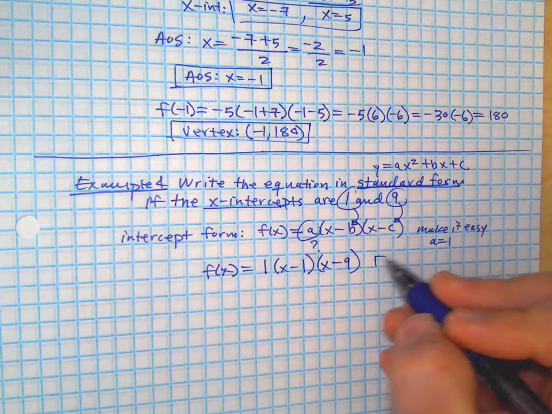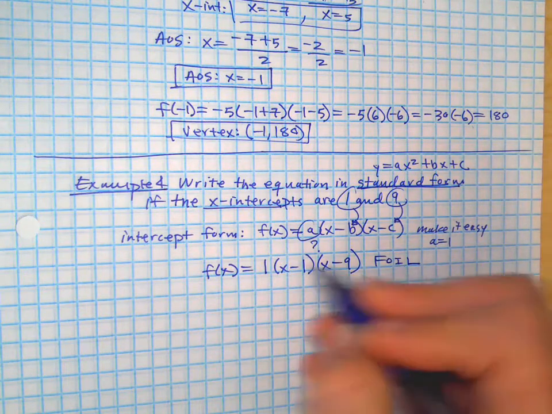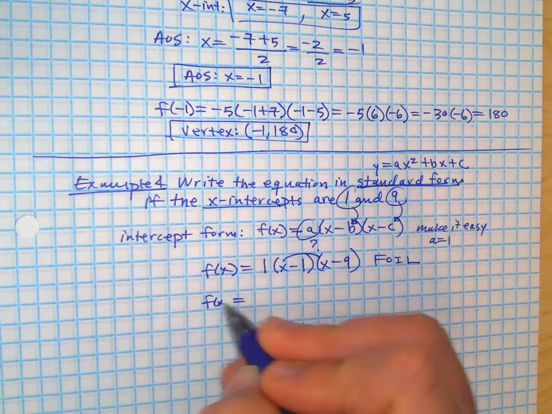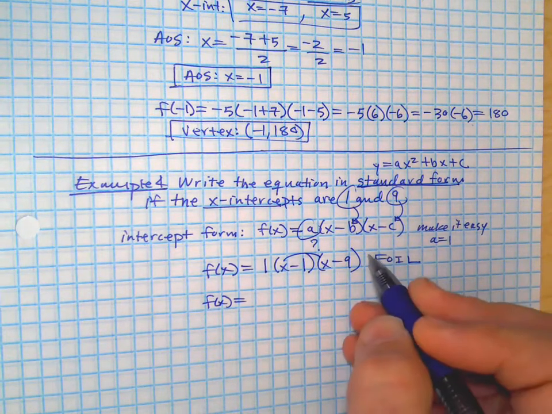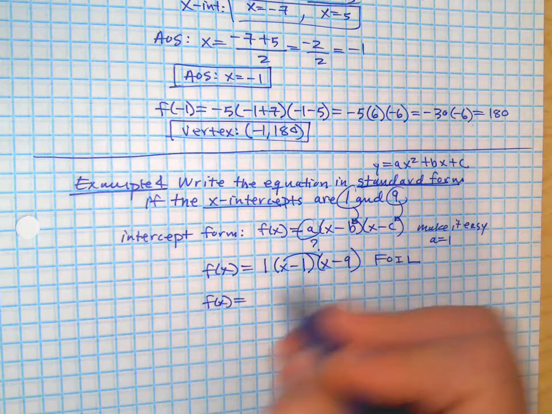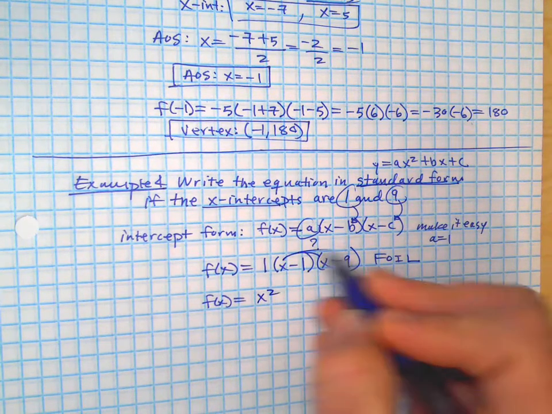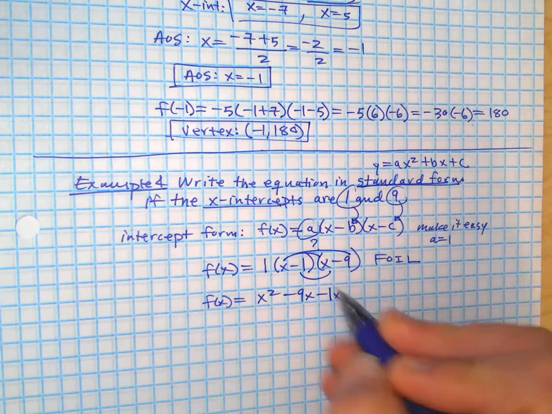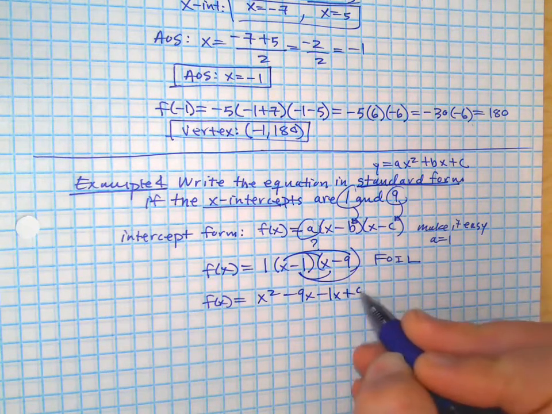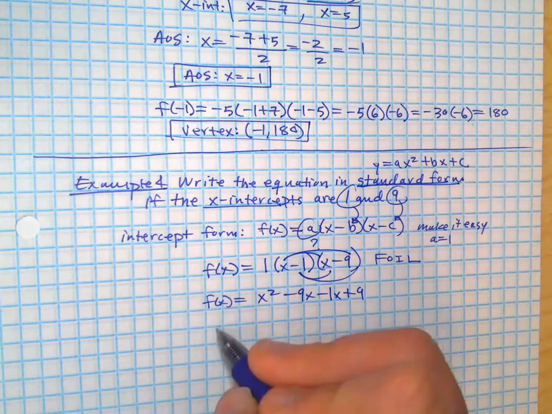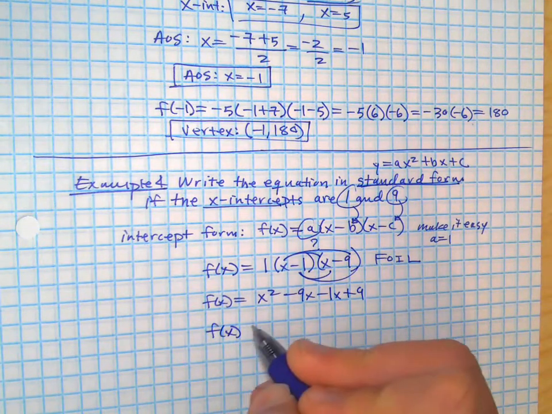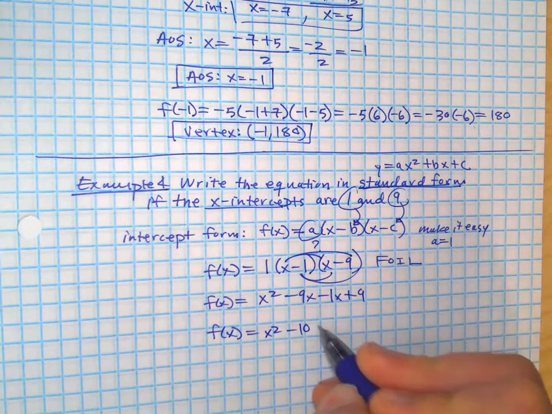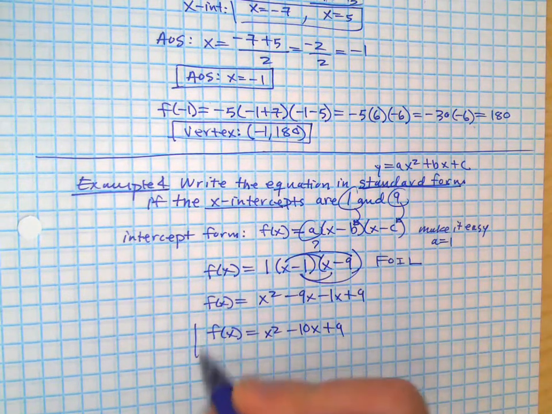So we need to FOIL it. All right, first, the 1 can go away. If there wasn't a 1, then we would have to do all this and then distribute the 1. First, x times x is x². Outer, inner, last. Right? And then you could combine the like terms. -9x, -1x is -10x together. And there you go. You have standard form.